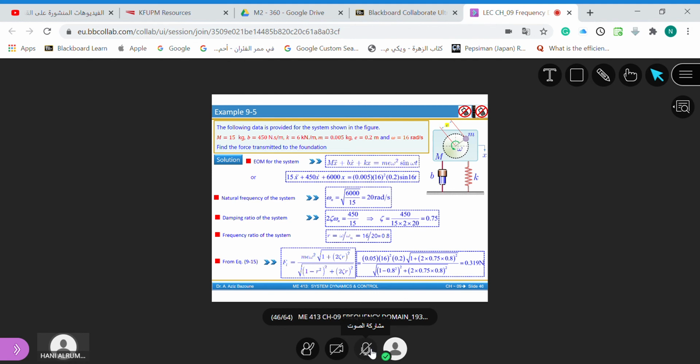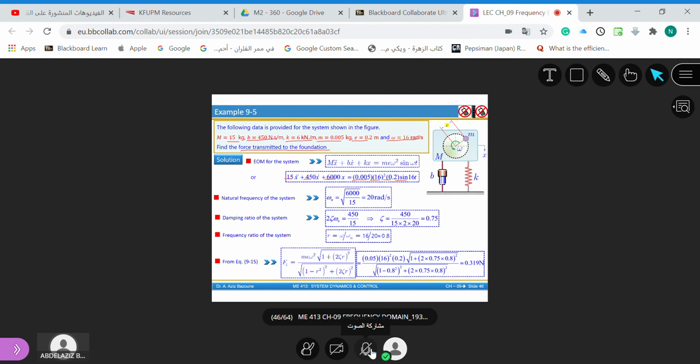Okay, clear. Thank you. Another problem, to close this subject. The following data is provided for the system shown in the figure. We have capital M equal to 15 kilogram, B equal to 450, C 6 kilonewton per meter, the imbalance m is 0.005 kilogram, e is 0.2 meter, and omega is 16 radian per second. The equation of motion is m x double dot plus b x dot plus k x equals m e omega squared sine omega t. Here they are looking for the force transmitted to the foundation. Substituting these values, we get 15 x double dot plus 450 x dot plus 6000 x equals 0.005 times 16 squared times 0.2 sine 16t.